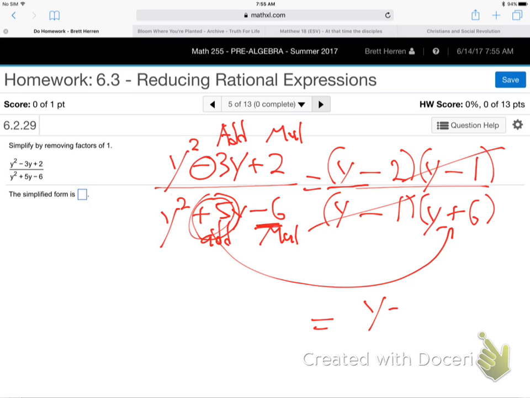What does that leave us with? y minus 2 over y plus 6. And we're done right there. Is that okay? Questions on that?